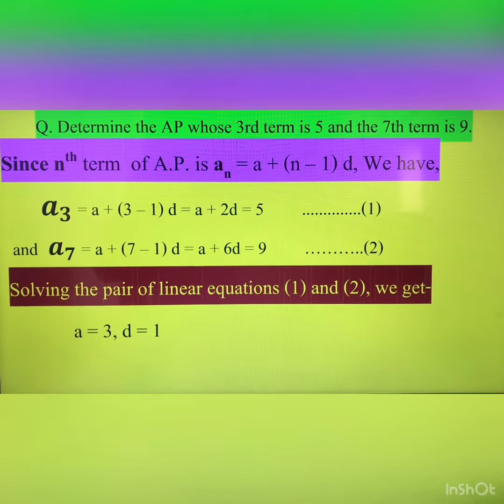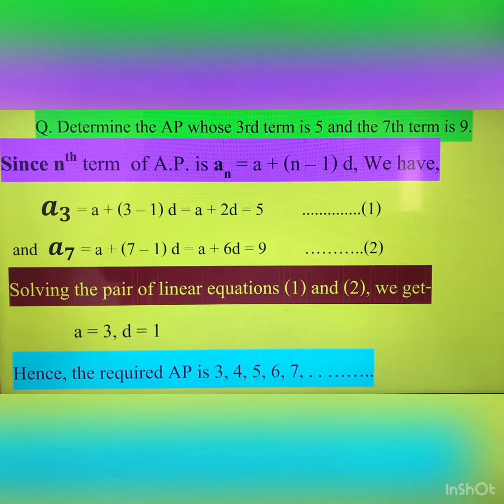But we know that the standard form of an AP is A, A plus D, A plus 2D, and so on. A is 3, and A plus D is 3 plus 1, that is 4. Next, the third term A plus 2D means 3 plus 2, that is 5, and A plus 3D you will get 6, and similarly you will get 7. So this is the AP. Now this is the application of the nth term of an AP and the standard form of an AP.